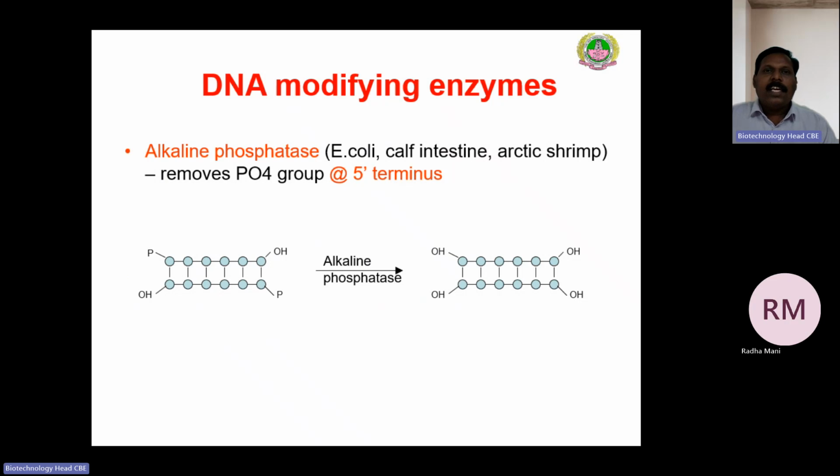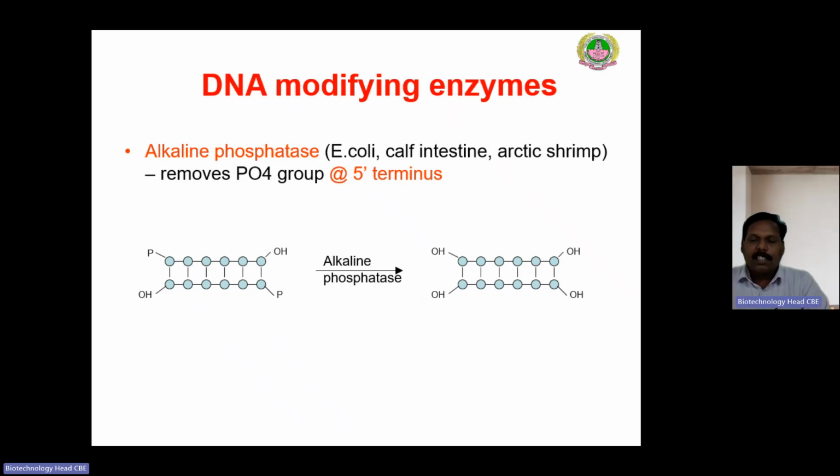So the first in the DNA modifying enzyme category is alkaline phosphatase. This alkaline phosphatase, we have major sources of isolation of this enzyme. It can be extracted, isolated from Escherichia coli, calf intestine, or even Arctic shrimp. And this enzyme acts upon the template DNA and removes the phosphate group.